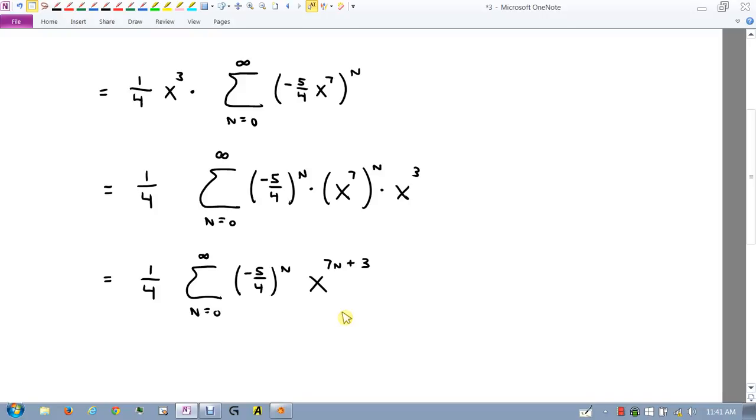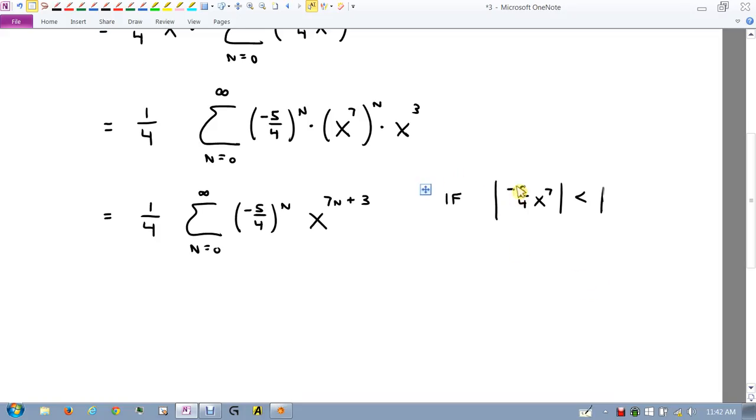How about your interval of convergence? This is all true only if the absolute value of negative 5/4 x to the 7th is less than 1, right? That's the only way this will be true. So take your absolute value of negative 5/4, which is 5/4, and multiply both sides by the reciprocal. So you get the absolute value of x to the 7th is less than 4/5.